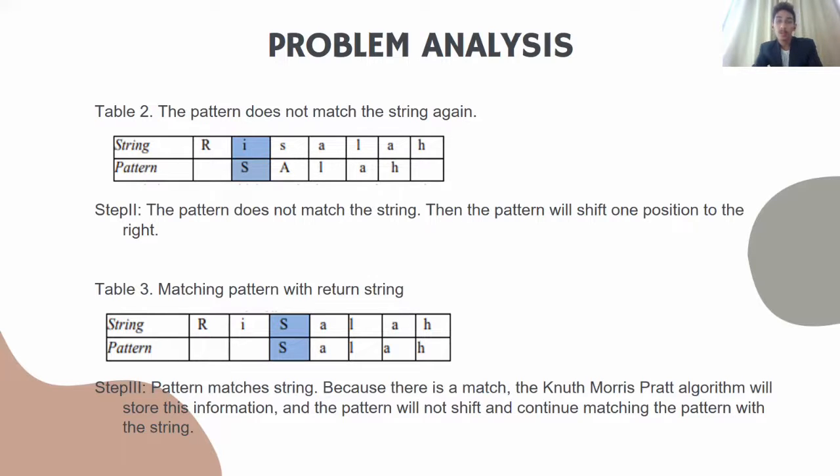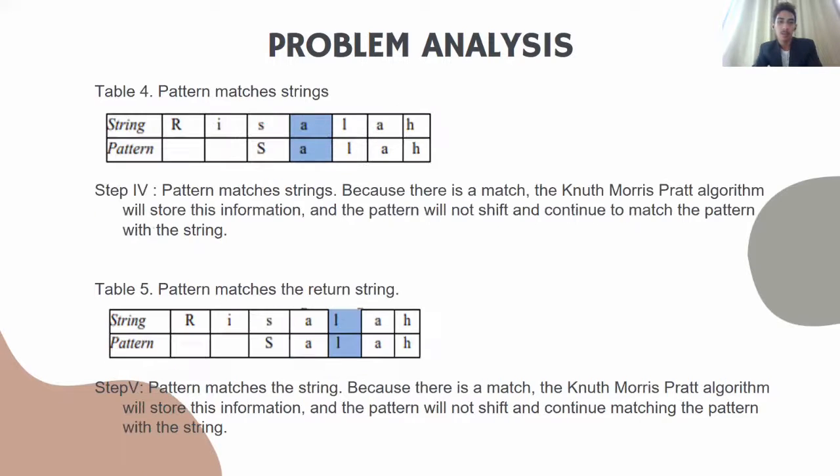Step 3, the pattern matches the string. Because there is a match, the Knuth-Morris-Pratt algorithm will store this information, and the pattern will not shift and will continue matching the pattern with the string. And for table 4, the pattern matches the string. Step 4, the pattern matches the string. Because there is a match, the algorithm will store this information, and the pattern will not shift and will continue to match the pattern with the string.